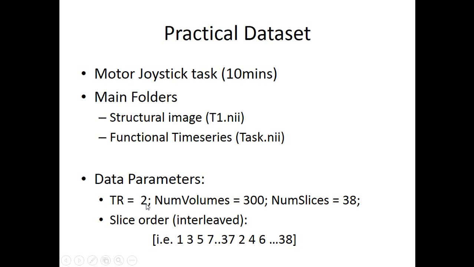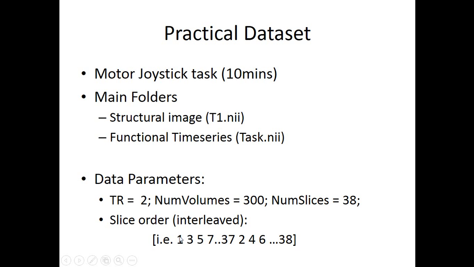The repetition time, so the time required to collect one volume, was 2 seconds. The number of volumes was 300 in the time series. The number of slices was 38. And the slice order was interleaved ascending, so we collected slice 1, slice 3, slice 5, and then went back and collected the slices in between, so 2, 4, 6, and 8.